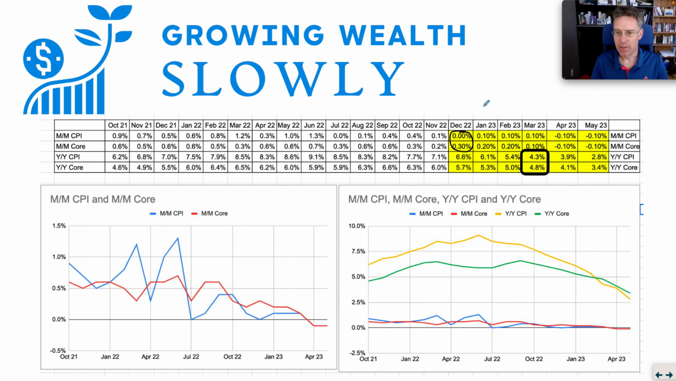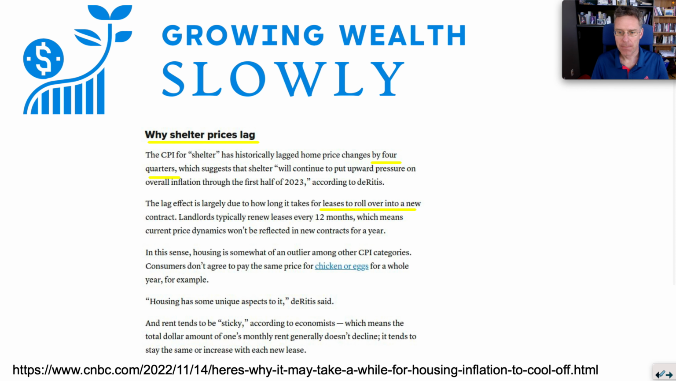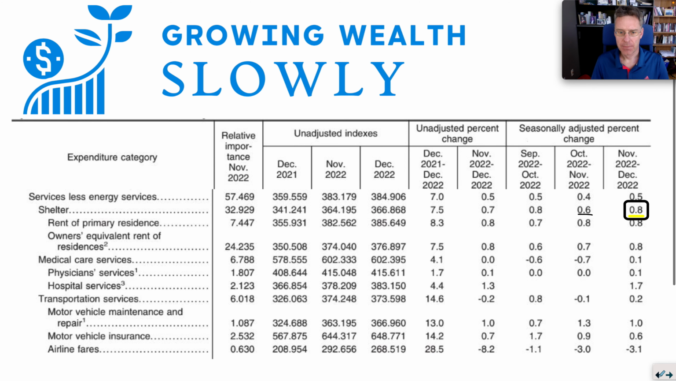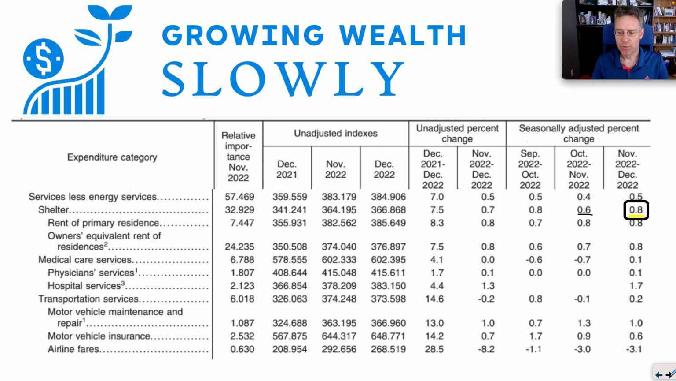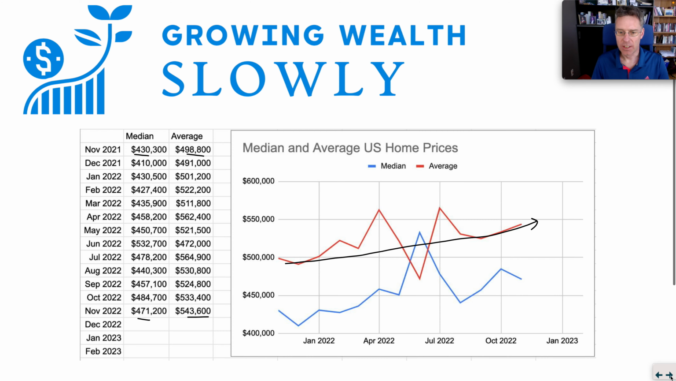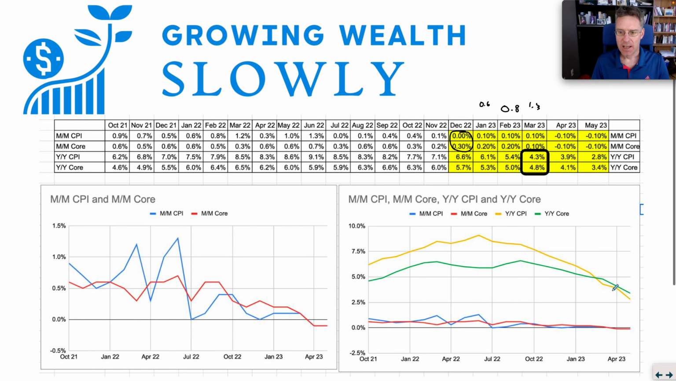Again, remember that we have some fairly large month over month inflation rolling off. I believe it was 0.6 if my memory is right, 0.8, and then I think it was 1.3. Let's just quickly check those. Yeah, 0.6, 0.8, and then 1.3. So that's why I feel reasonably confident that we're going to see probably inflation in the 4s.